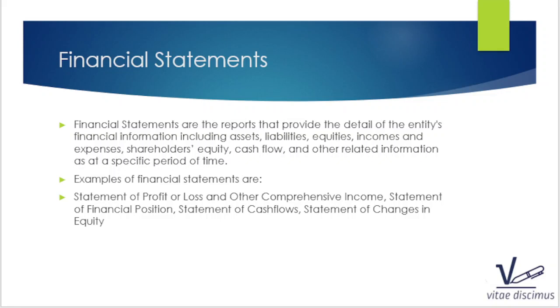Examples of financial statements are statement of profit or loss and other comprehensive income, statement of financial position, which can also be called the balance sheet. The names keep changing so many times, right? Over the years, they have actually changed. So sometimes you notice that they use balance sheet interchangeably with the statement of financial position. Then we have statement of cash flows, statement of changes in equity. Those are the main ones that we'll be looking at.